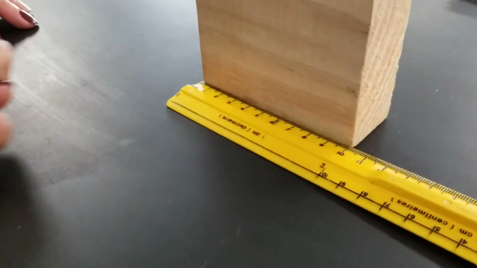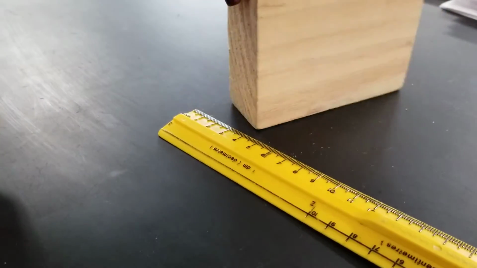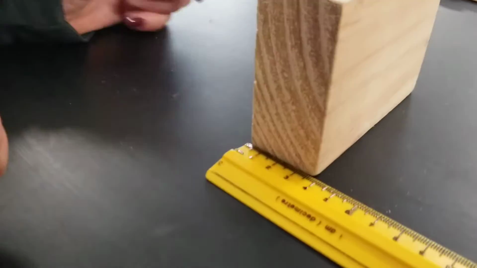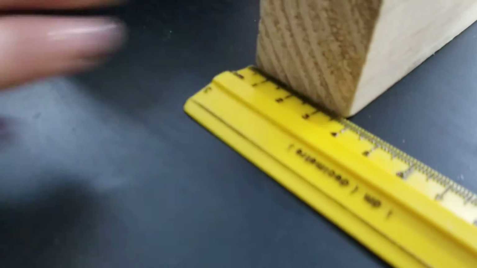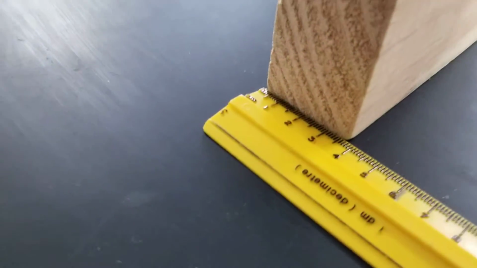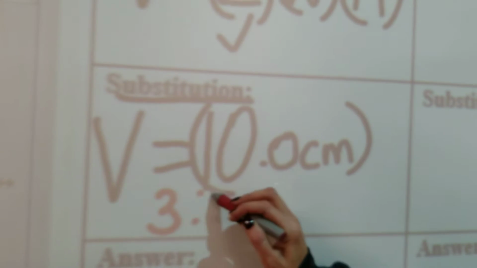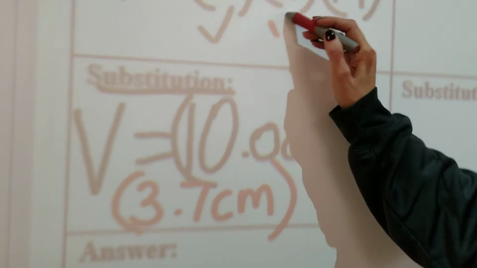How do I measure the width? I place this in front of me. Now I'm going to move the block so I don't have to move the ruler to measure the width. The width now of the block looks like, you want to line everything up, it's about 3.7 centimeters. So I'm going to write the width as 3 and 7/10 centimeters, 3.7. That's done.